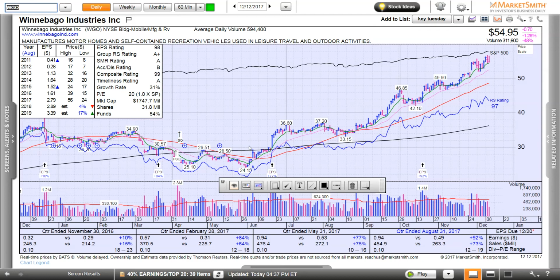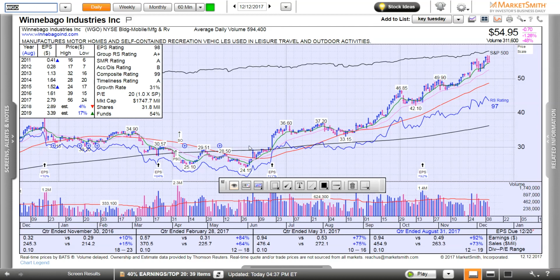You want to go where, this is the analogy I give. You want to catch fish? Go to the fishing hole where the fish are. You want to buy good stocks? Go where the good stocks are. Leading groups and leading stocks.